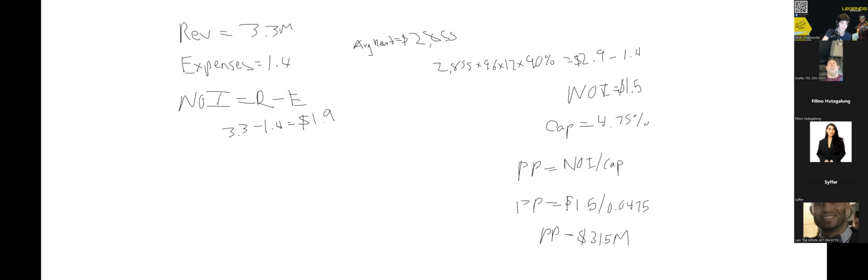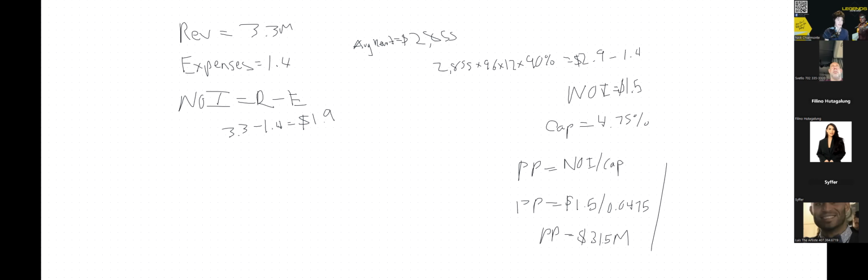If I can underwrite the deal, anyone else could underwrite the deal because I'm only 17. Okay, next. So if we want to buy it at a 4.75 cap, we'd pay 31.5 million for it. Let's just say hypothetically we want to buy it at a 5 cap.